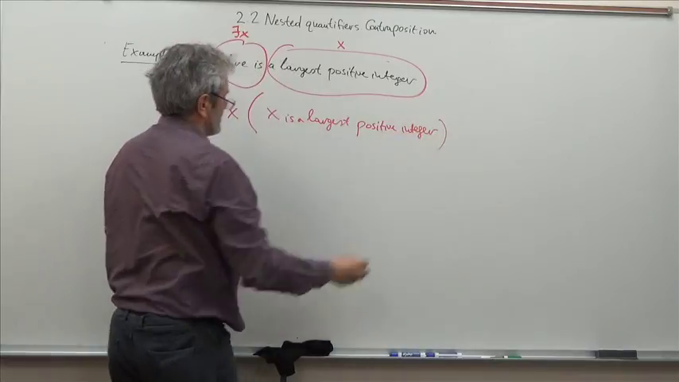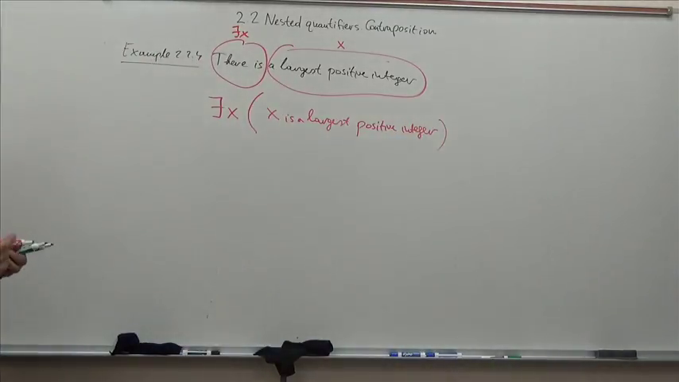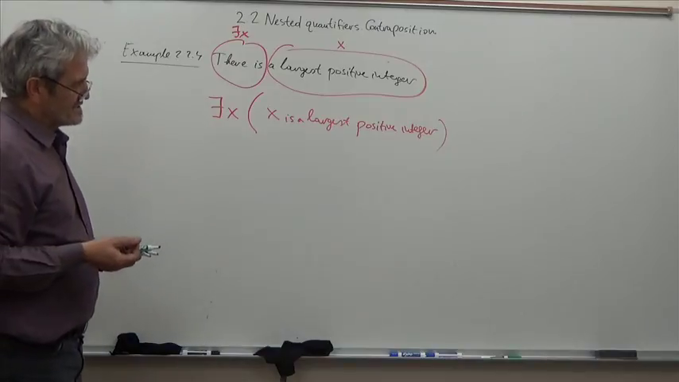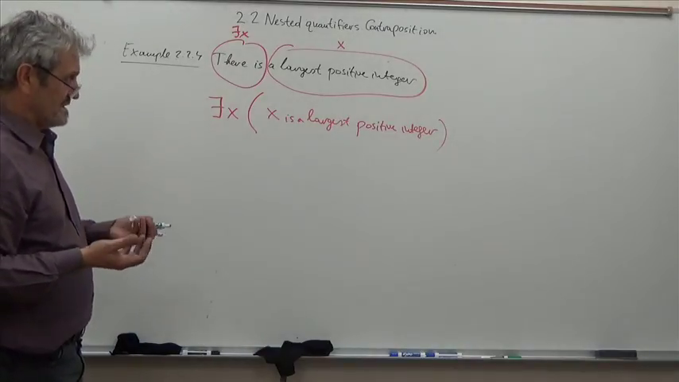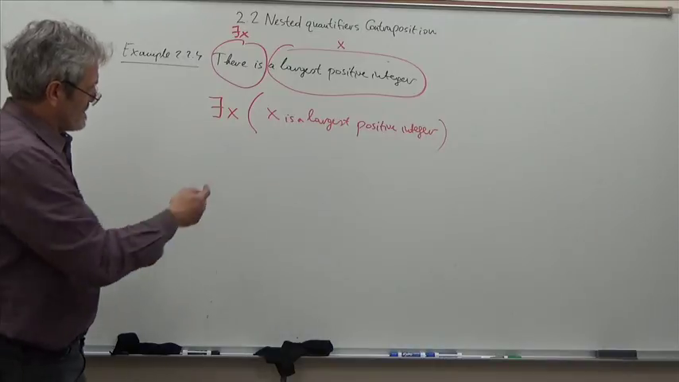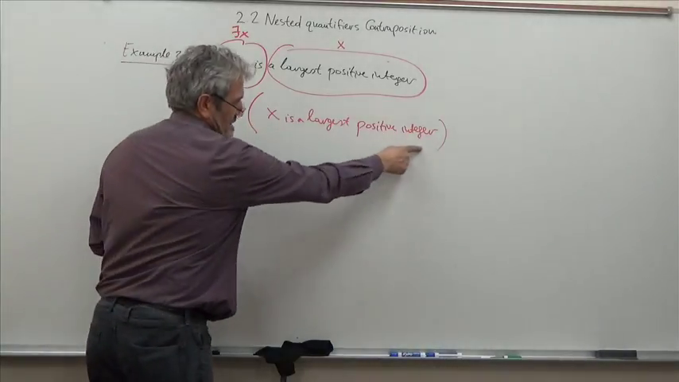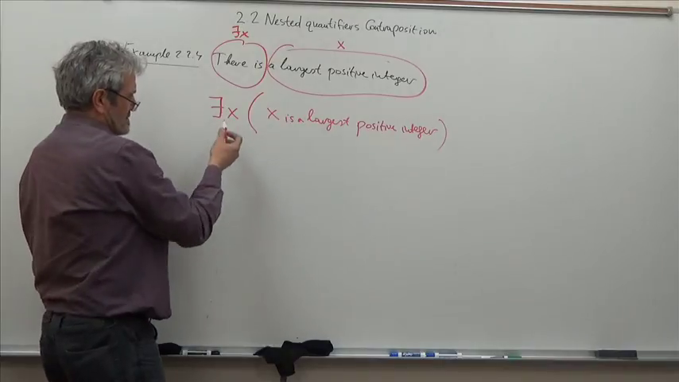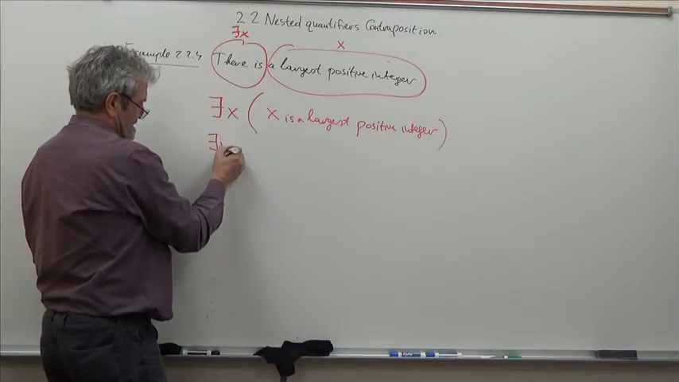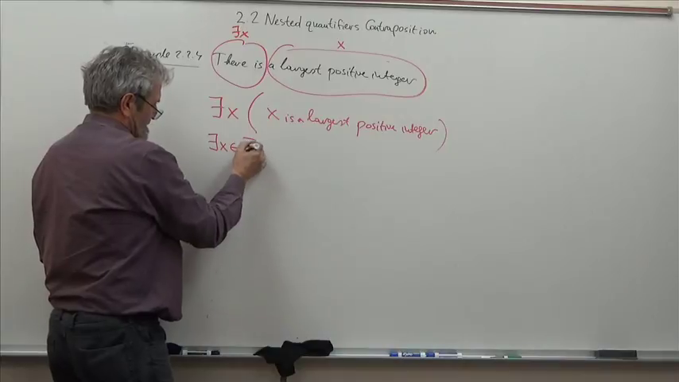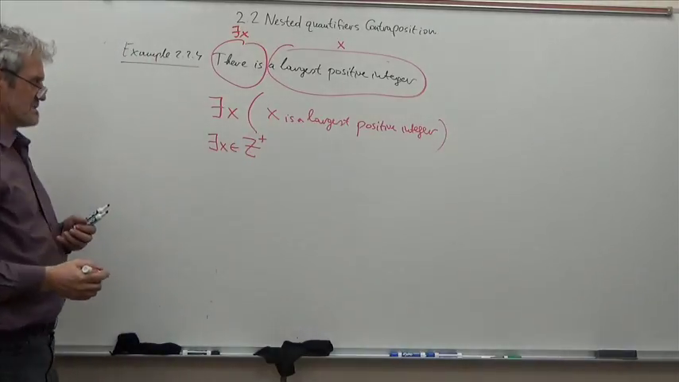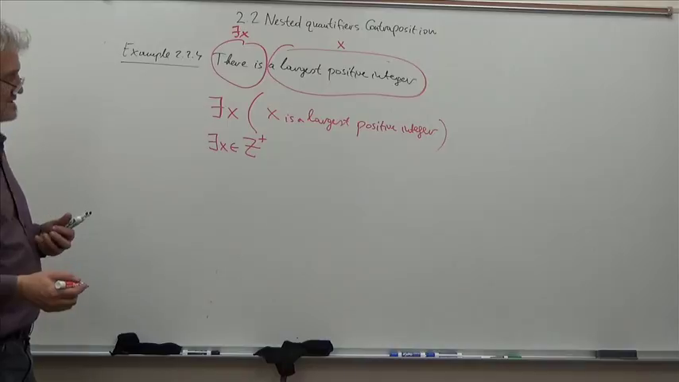So don't rush into formulas. Keep the structure of your sentence and then build the mathematical statement slowly. So x is the largest positive integer. First, it is a positive integer. So maybe we can say that within parentheses, or sometimes we adjust the quantifier and say the following: there exists x from Z plus. That means x is a positive integer.